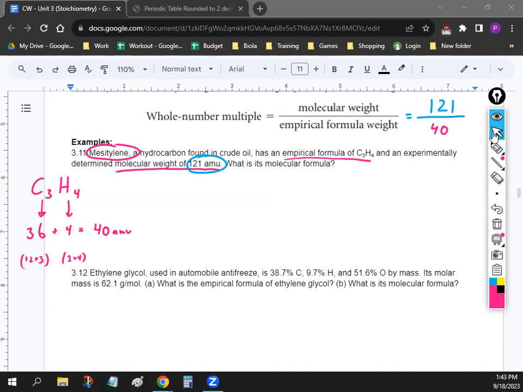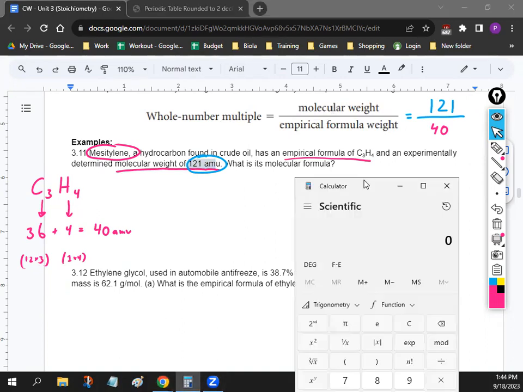All right, to summarize again, we took the molecular weight, which is given to us, 121, and put it on top of the fraction, divided by 40, which is the empirical formula weight, found using the empirical formula. Then we divide to get the whole number multiple. 121 divided by 40 is 3.025, which is very close to 3. We want a whole number, so this is going to be about 3.